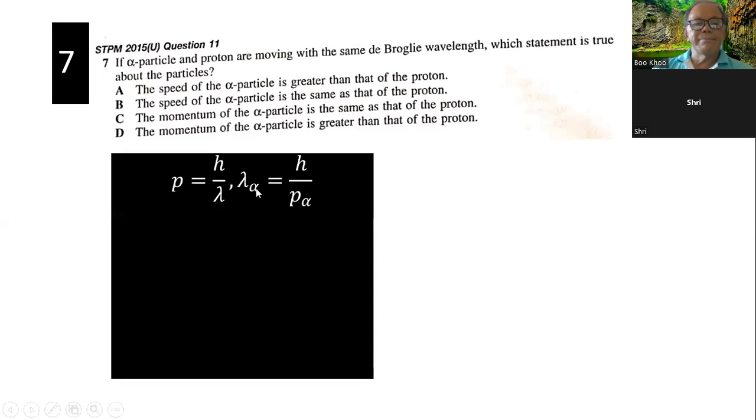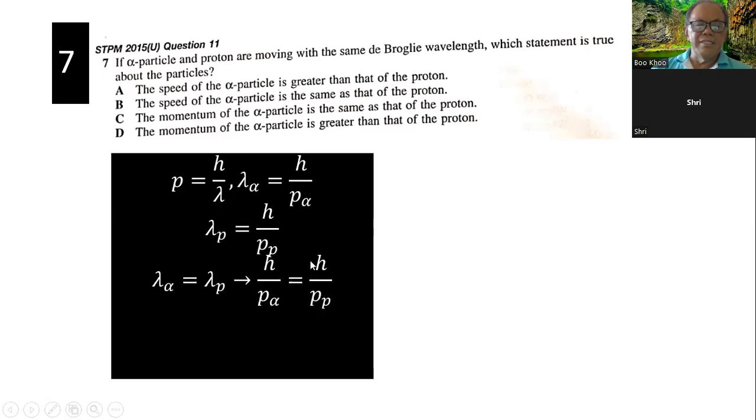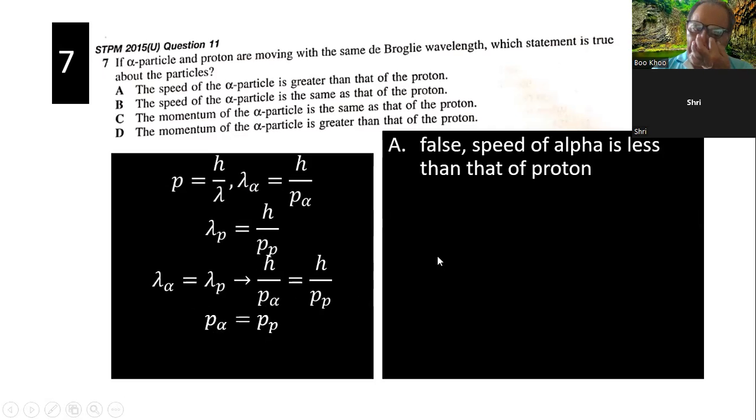Okay, let's see. Right, there's your de Broglie equation. For alpha, just take this one across, that one down. For alpha is that one. For proton is also that one. So you are told they have the same wavelength, they are equal. H and H can cancel, so they have the same momentum. Right? Same momentum, so you are right. So A is wrong, B is wrong, C is true, D is false. So answer is C. Good.